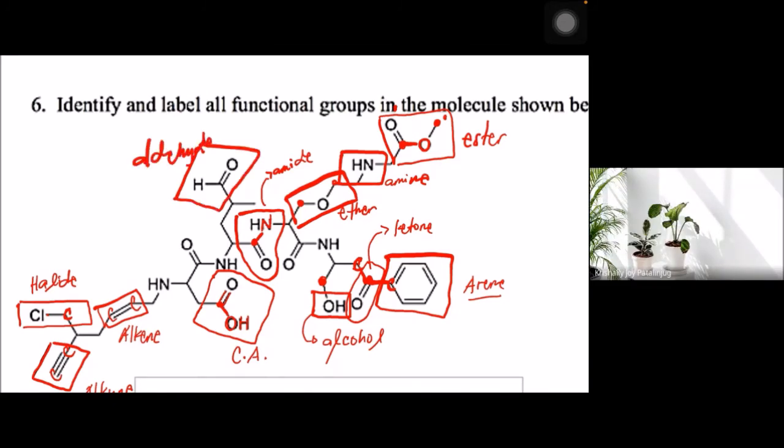So if you memorize the structural features well, since they have distinct functional features, you can identify the specific functional group being highlighted in a structure. Okay? What about this part?